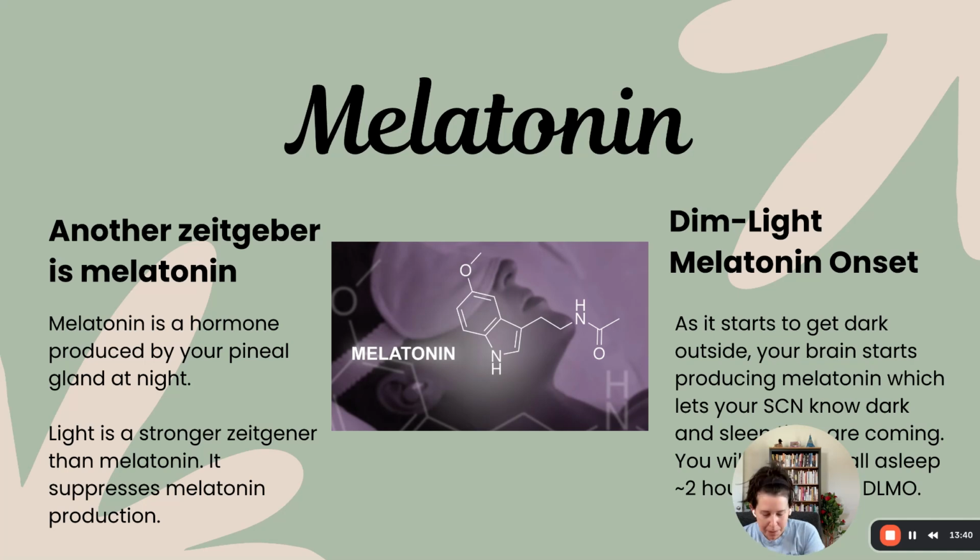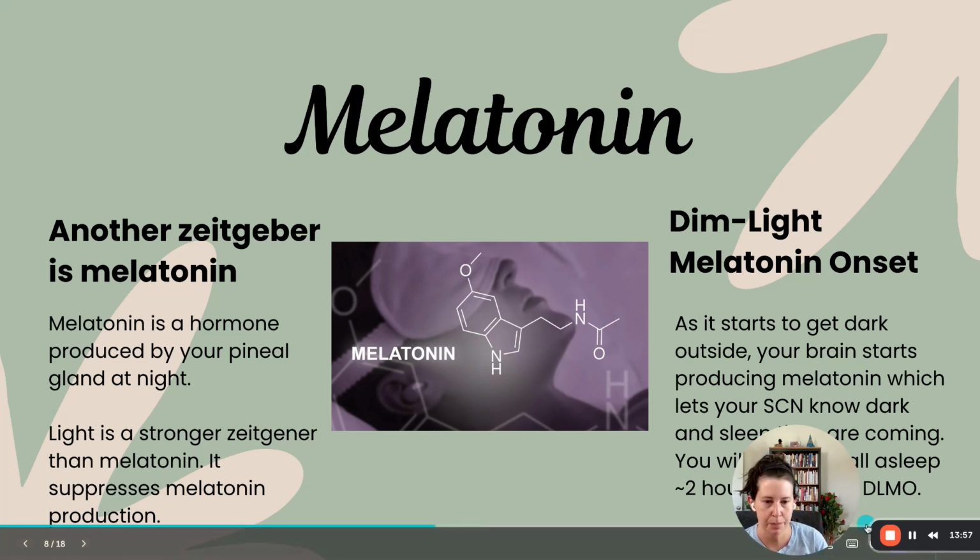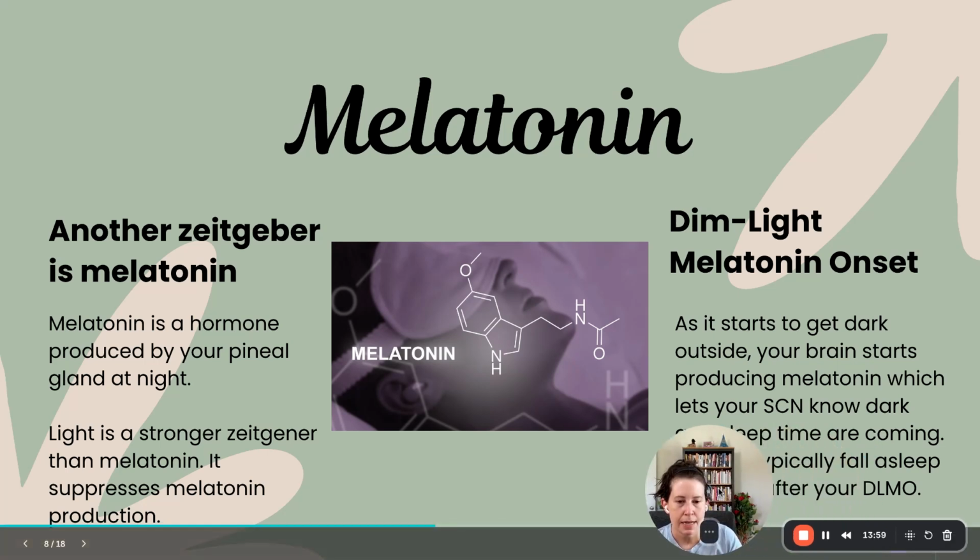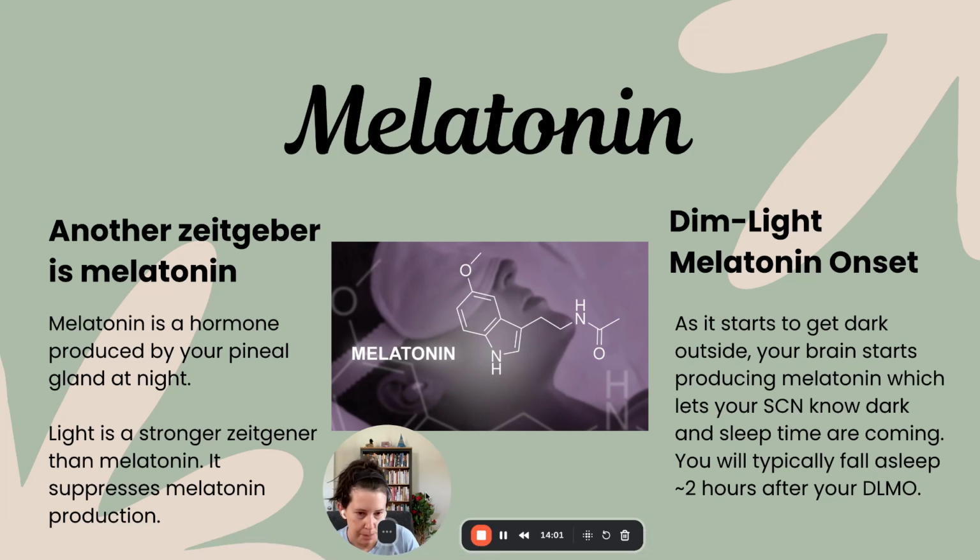I'm going to have some German speaker watch this video, and they're just going to cringe at my mispronunciation of that word. So light is a stronger time giver than melatonin. Light can suppress melatonin production. Light can override the production of melatonin. So here's that dim light melatonin onset.